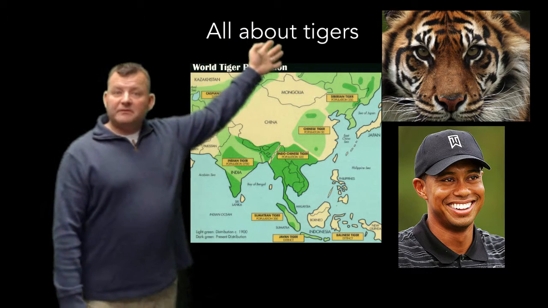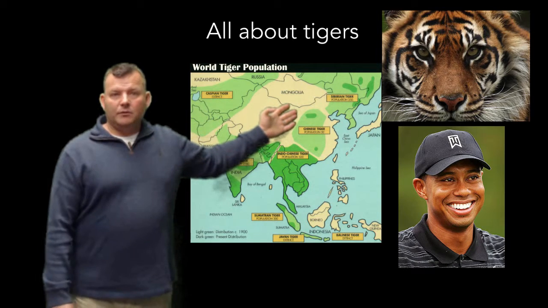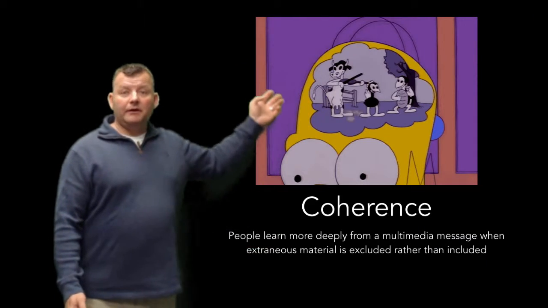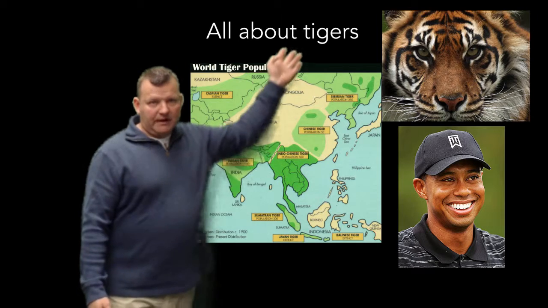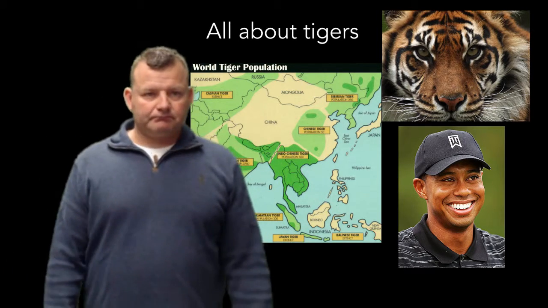This example here, we could be talking about tigers, we could be talking about where they're from, different varieties, different types, and photographs of them, and then all of a sudden start talking about Tiger Woods. Obviously, there's some issues here with our coherence that Tiger Woods is not part of the conversation other than his nickname happens to be Tiger.